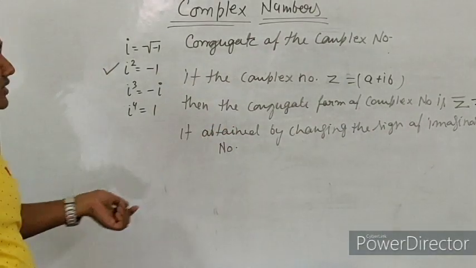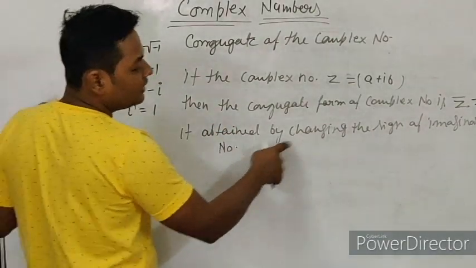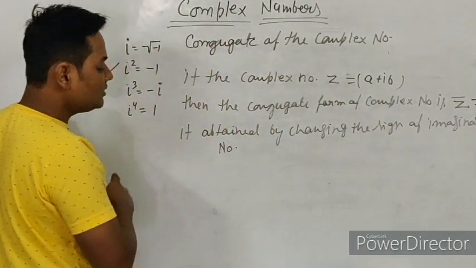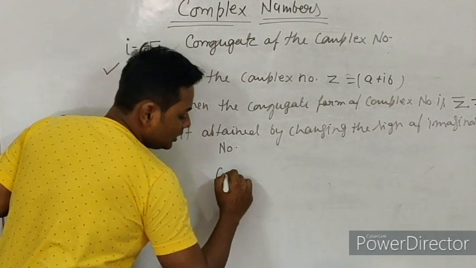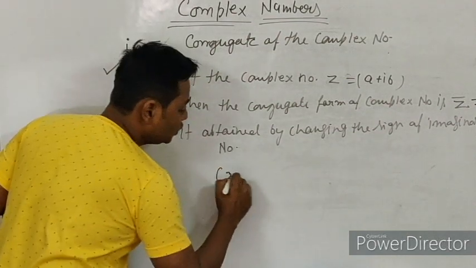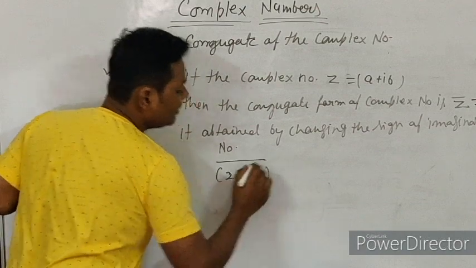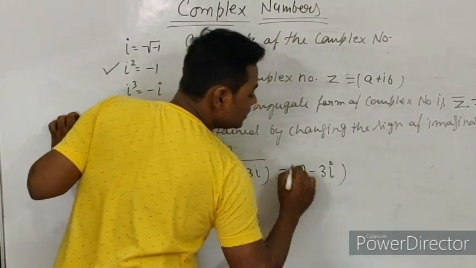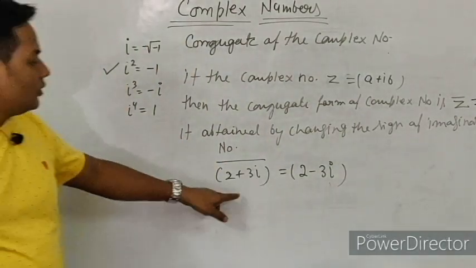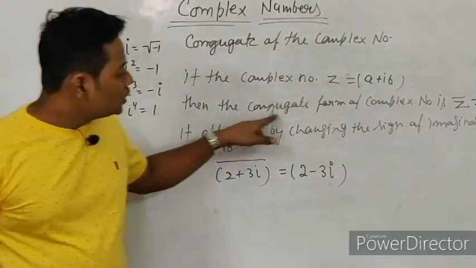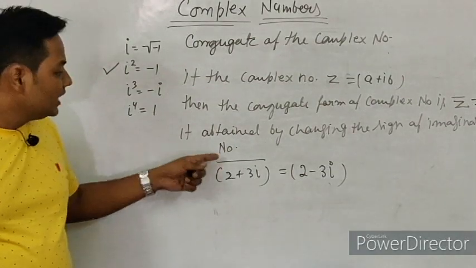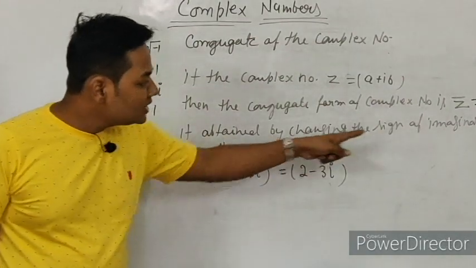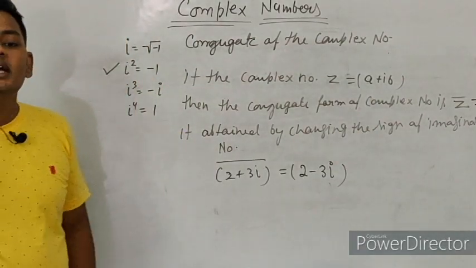So what is the difference? It is obtained by changing the sign of the imaginary part. So I'm writing an example: the bar of 2 plus 3 iota becomes 2 minus 3 iota. Here, what I told you: the conjugate form of complex number z is z bar, and it is obtained by changing the sign of the imaginary number.